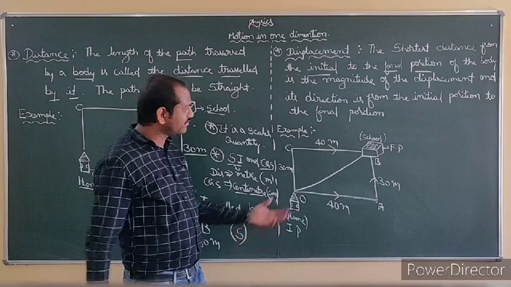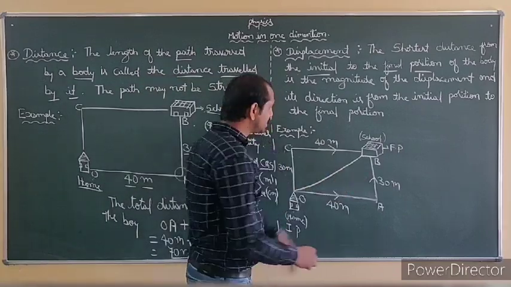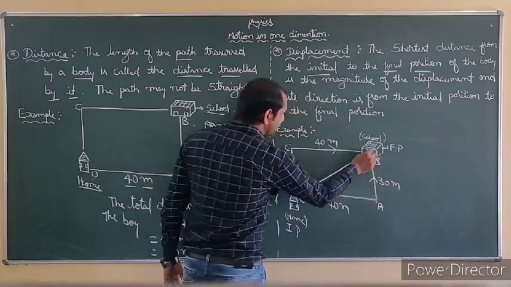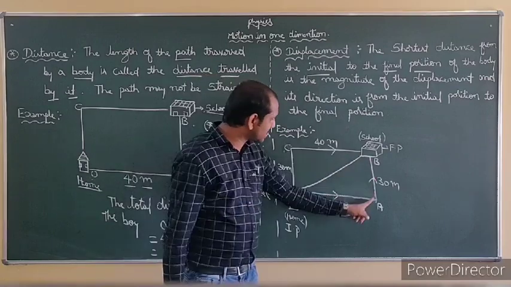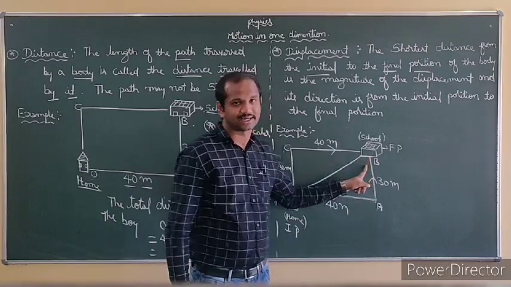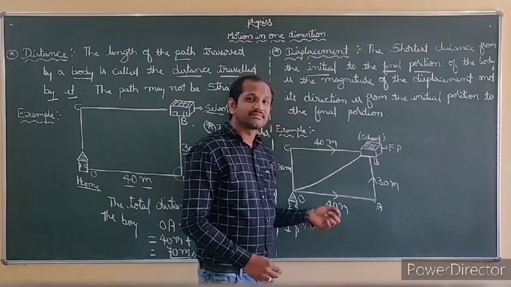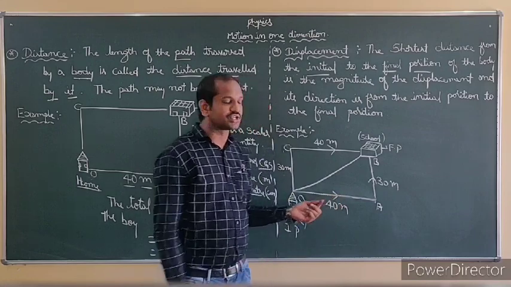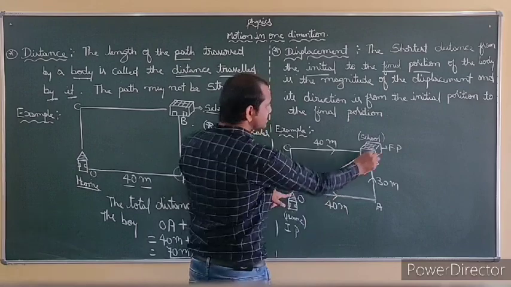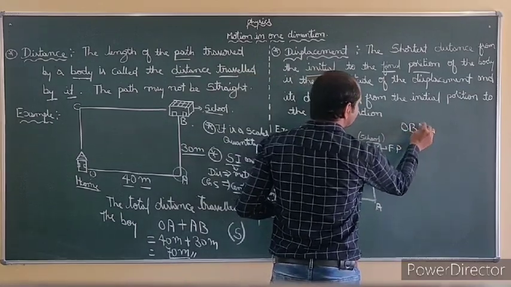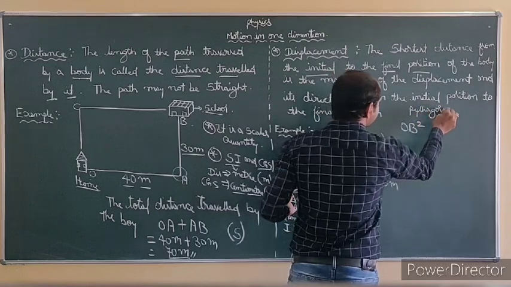Now you are wondering how we can calculate this displacement. How can we find the magnitude of the displacement? See in which shape it is. It is in the shape of a right angle triangle, is it not? We have studied it in mathematics. If it is a right angle triangle, how can we find the hypotenuse? Yes, by using the famous mathematician Pythagoras' theorem. So by Pythagoras theorem, this is nothing but OB square.